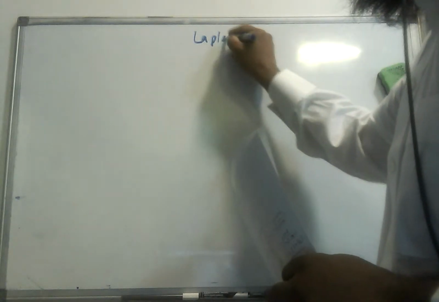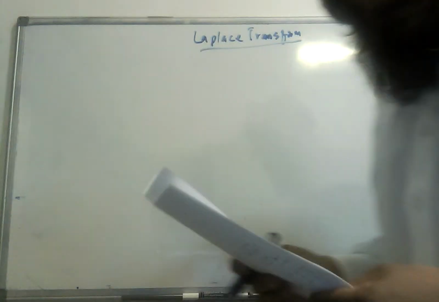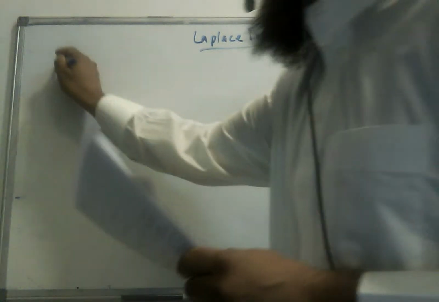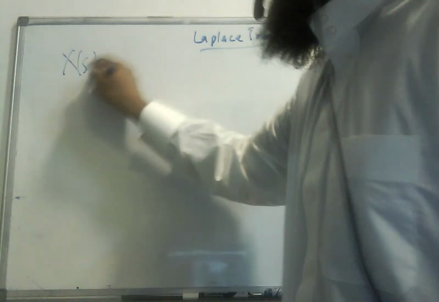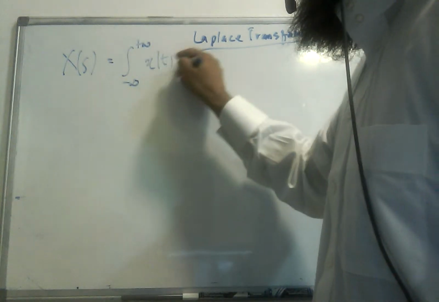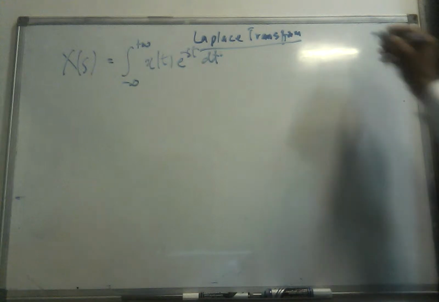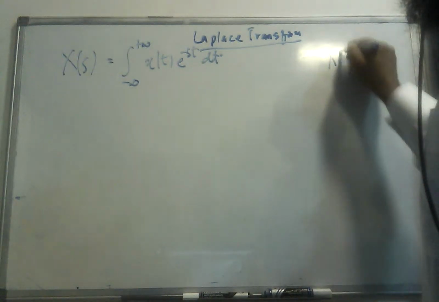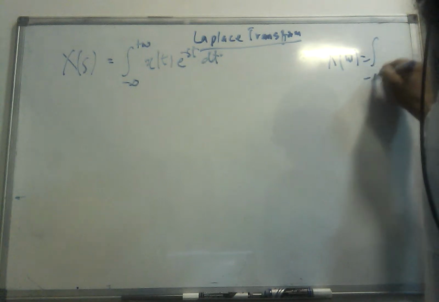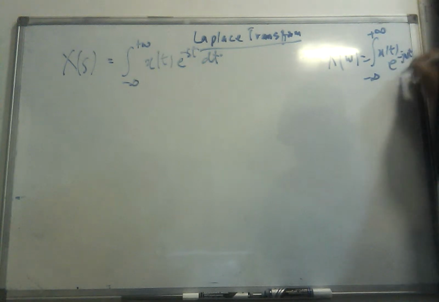So let us begin with the definition of the Laplace transform. The Laplace transform is defined by X of s equals the integral from minus infinity to plus infinity of x of t e raised to the power minus st dt. And we can compare the Laplace transform with the Fourier. The Fourier, if you remember, was defined as the integral from minus infinity to plus infinity of x of t e raised to the power minus j omega t.